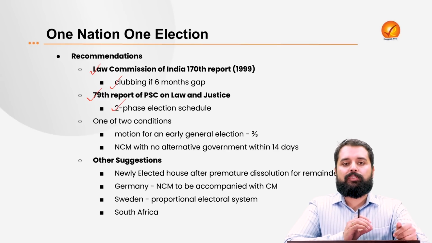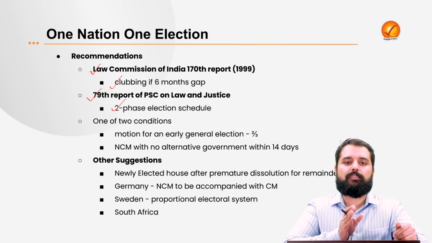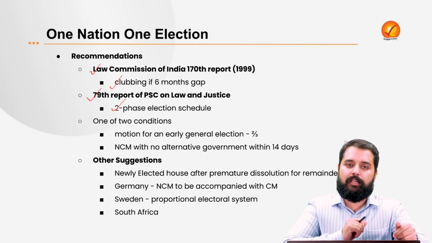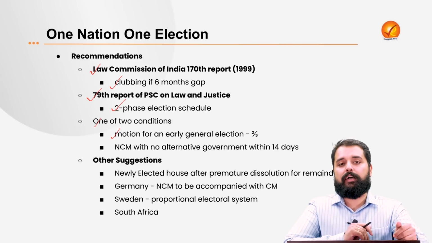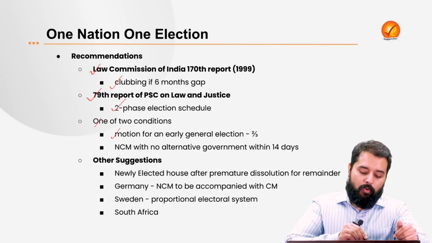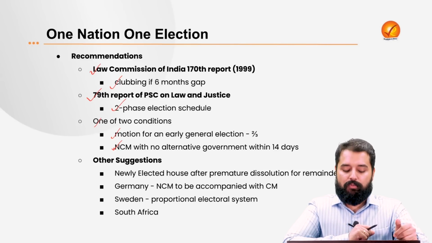That is, for some state legislative assemblies, we can conduct their elections along with the Lok Sabha elections. For the other state legislative assemblies, we can conduct their elections mid-term, that is after 2.5 years of the conducting of the Lok Sabha elections. Now for this also, one of two conditions has to be met. Either a motion has to be passed for an early general election and that motion has to be passed by 2/3 majority, or a no confidence motion has to be passed, and along with it there should not be any formation of an alternative government within 14 days.